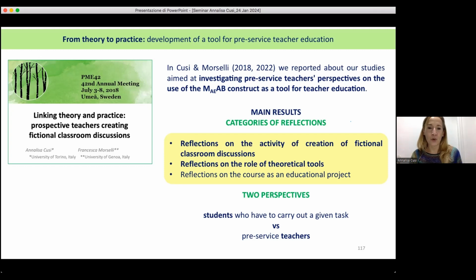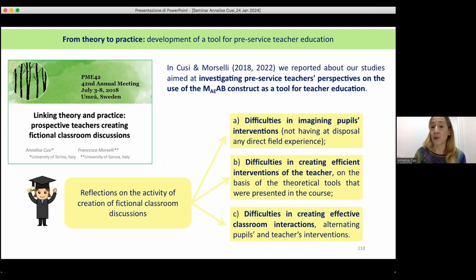I want just to show very quickly the main themes that emerge from these categories of reflections. In relation to the activity of creation of a fictional classroom discussion, when they speak as students that are performing a task, they share the difficulties they met. Difficulties in imagining pupils' interventions since they do not have field experience at their disposal. Difficulties in creating efficient interventions of the teacher, but also in creating effective interactions alternating pupils' and teachers' interventions.